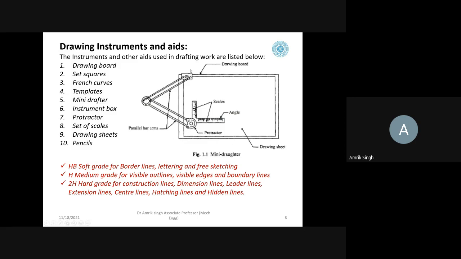This instrument is called the mini drafter. It has to be mounted like this. One end you will fix up, and this is the drawing sheet you are going to mount. This scale is parallel to this edge, and it has to be screwed.